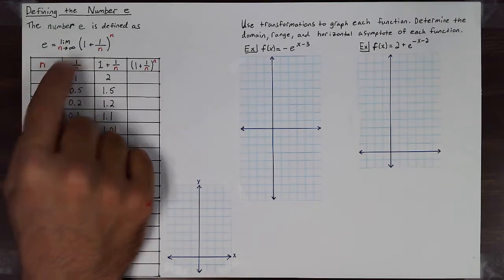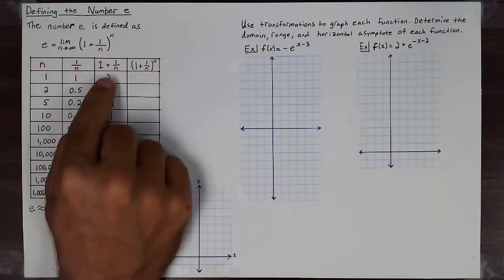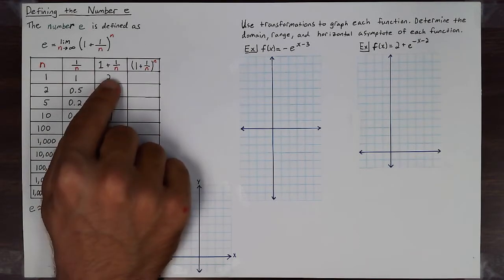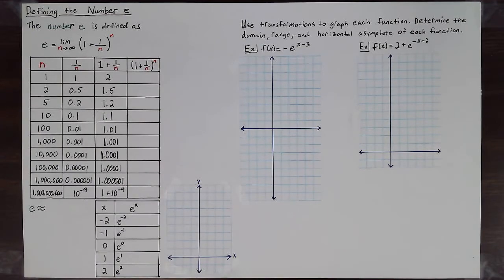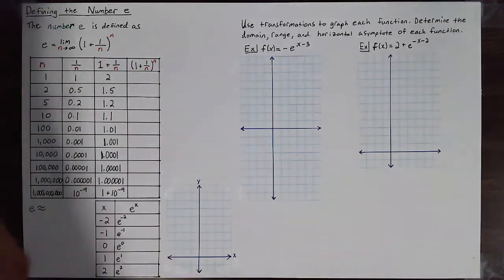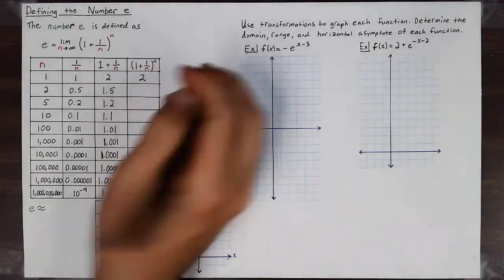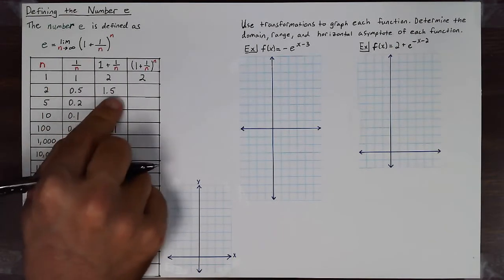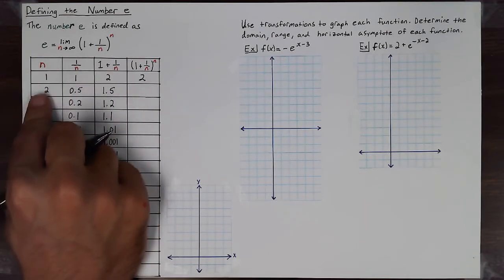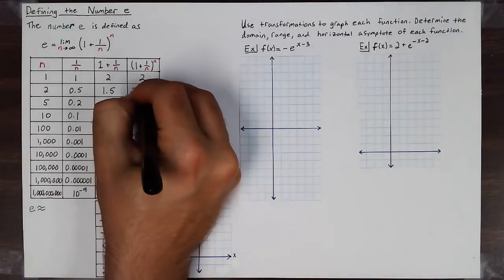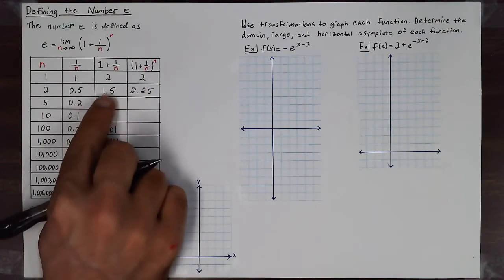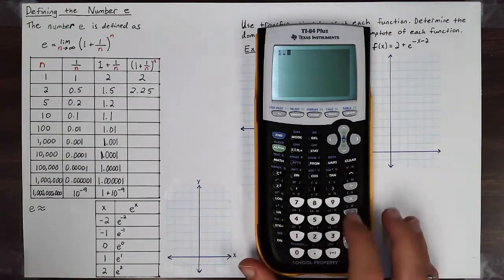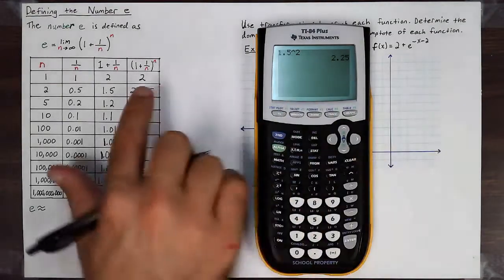If n was 1, then 1 over n would be 1 over 1, which is 1. And then 1 plus that 1 over n, 1 plus 1, is 2. So I raise 2 to the first power, which is 2. Next, if I plugged in 2, I get 1 over 2, which is half, so 0.5. Then 1 plus 0.5 is 1.5, and now I have to raise 1.5 to the second power, which will be 2.25. But as you start to see, it's going to get a little harder to raise these numbers to these powers, so I'm going to use a calculator. 1.5 to the second power is 2.25.